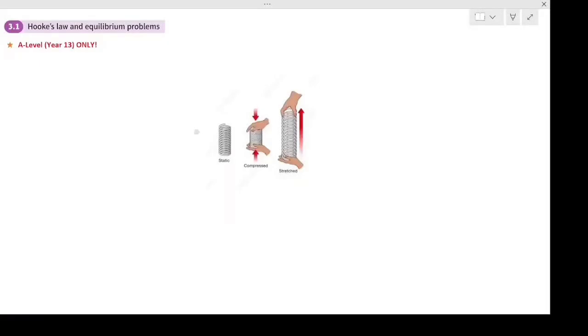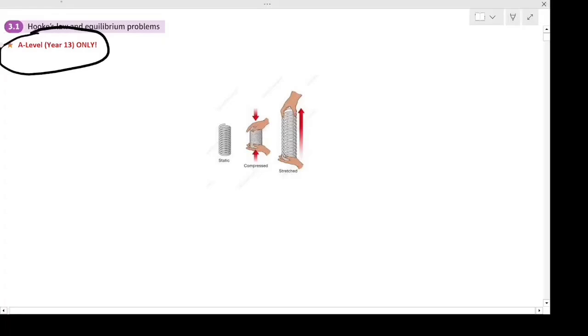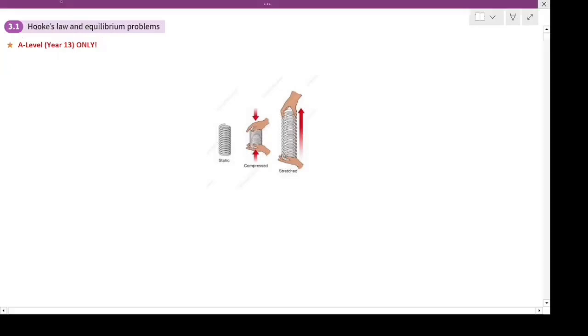Hello, so in this chapter we're going to be looking at elastic strings and springs, and to start off we're going to be looking at something called Hooke's law. Before we actually start, just a reminder that this whole chapter, including this video, is year 13 or A level only. So if you're doing AS further maths, you don't need to know this. But if you're doing a full A level, then yes, this will be relevant.